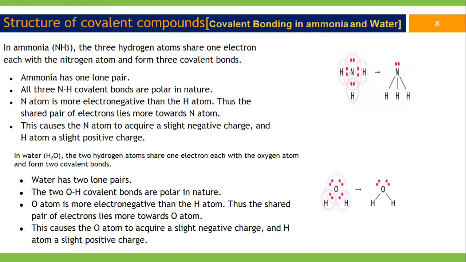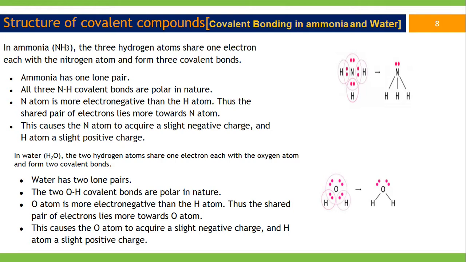All 3 N-H covalent bonds are polar in nature. The nitrogen atom is more electronegative than the hydrogen atom. Thus, the shared pair of electrons lies more towards the nitrogen atom. This causes the nitrogen atom to acquire a slight negative charge and the hydrogen atom a slight positive charge.